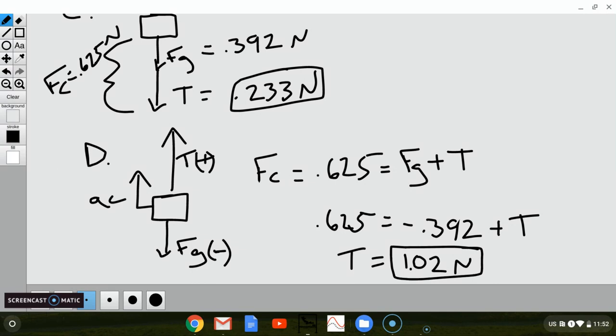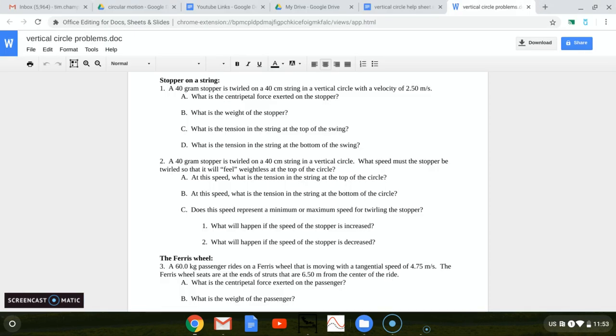So 1.02 newtons. Okay, so not too difficult there. Drawing some simple free body diagrams. Again, this is why it's so important that you watch the previous video where we went through all of the different types of scenarios on a free body diagram, on Ferris wheels, and ball on a string. Okay, now back to the problem though.